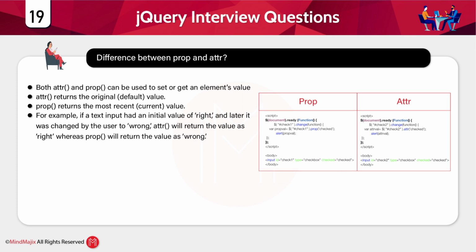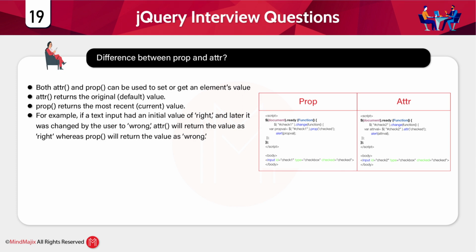Both attribute and property can be used to set or get the element values. So both are used for setting and getting the element values. So attribute returns the original value, the default value. What is the default value of that one? And property returns the most recent value.